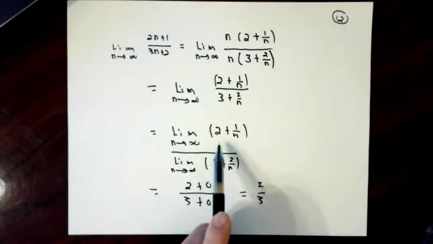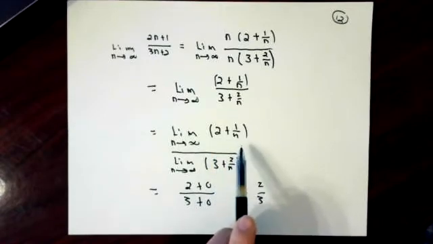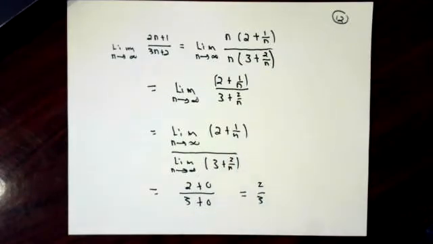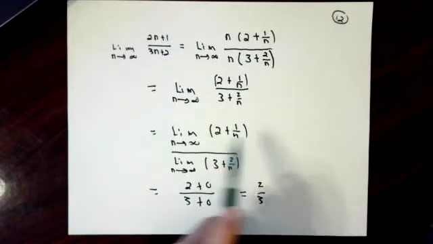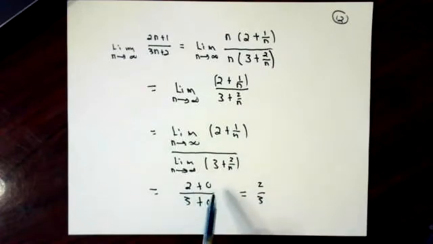2 is a constant, as n tends to infinity, 2 remains 2. 1 over n tends to 0 as n tends to infinity. I didn't say 1 over n equals 0 when n equals infinity, because that doesn't make any sense. The limit of the top is 2 plus 0, which is 2. The limit of the bottom is 3 plus 0, which is 3. And you see we get the right answer doing it this way, because all of the strings attached to this fraction of limits business are obeyed now.